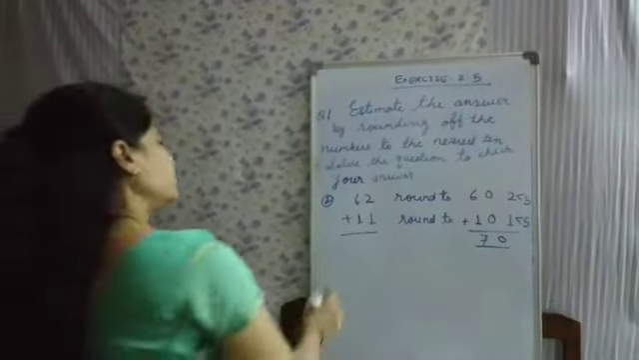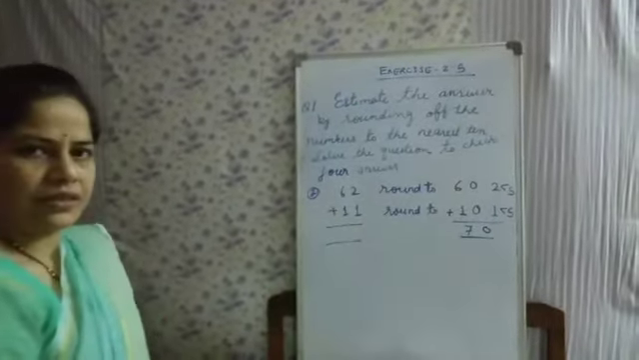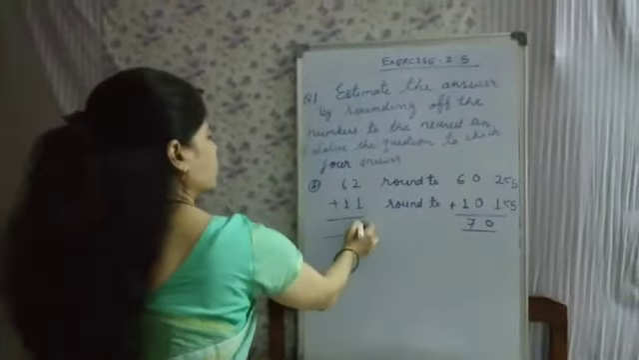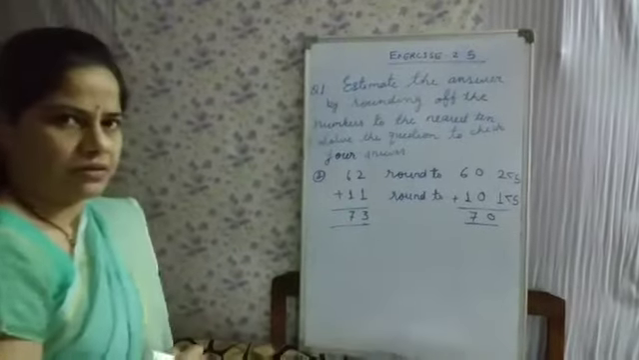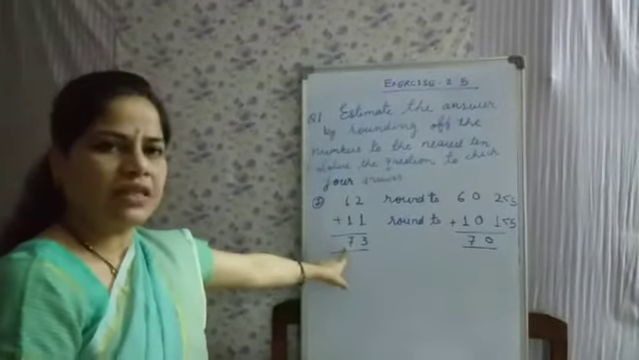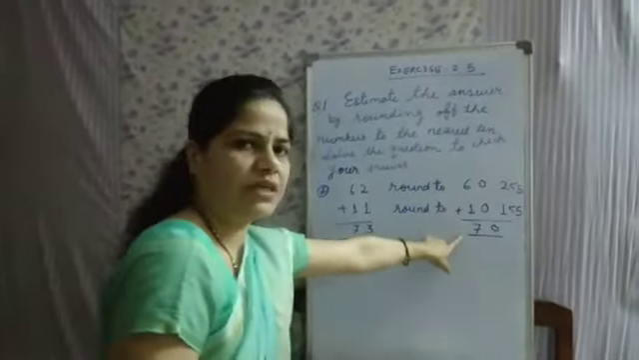Now you have to add the numbers as it is. So 2 plus 1 will be 3 and 6 plus 1 will be 7. What will you get? The sum is 73 and the estimated sum is 70.